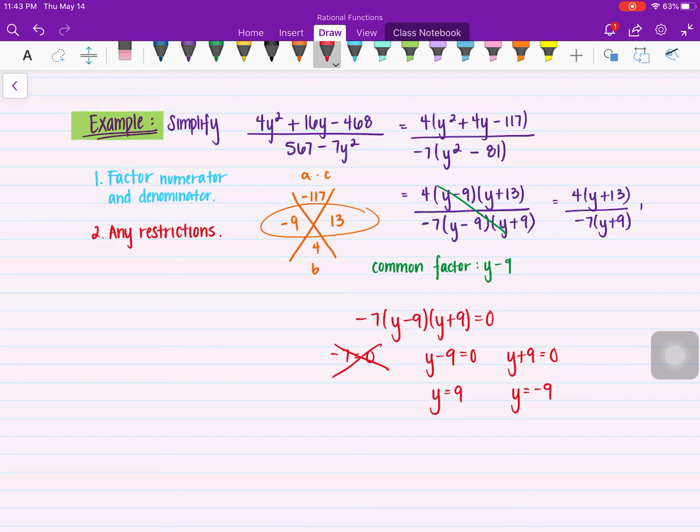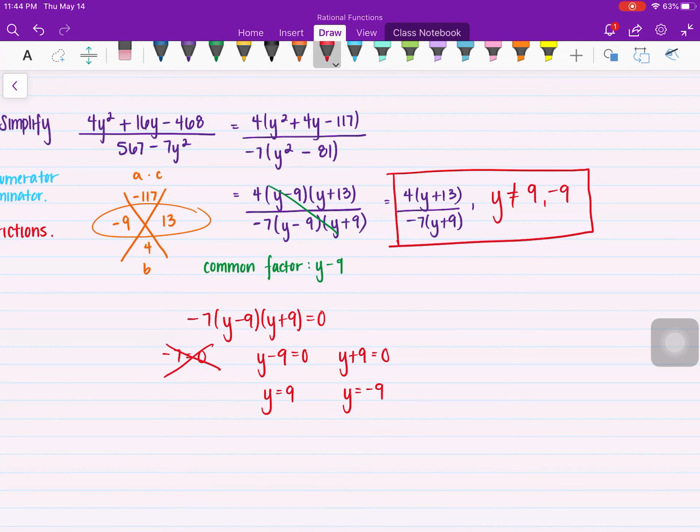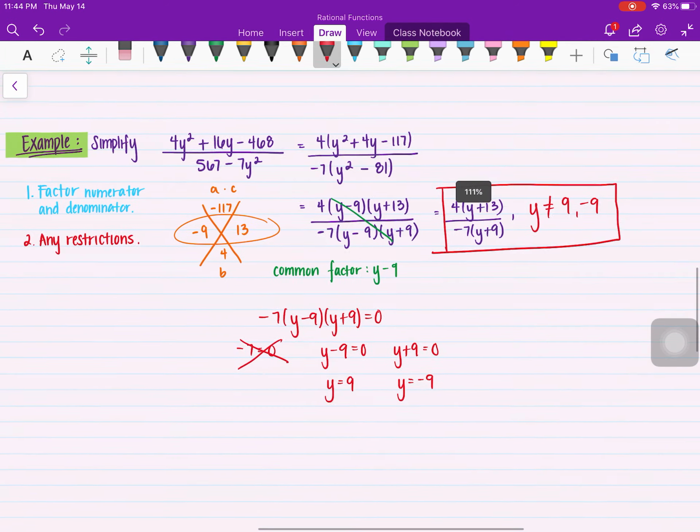So when y is either equal to a 9 or a negative 9, then the rational expression would be undefined. So our final answer would be 4 times y plus 13 over negative 7 times y plus 9, where y cannot equal 9 or negative 9. And this here would be our final answer.